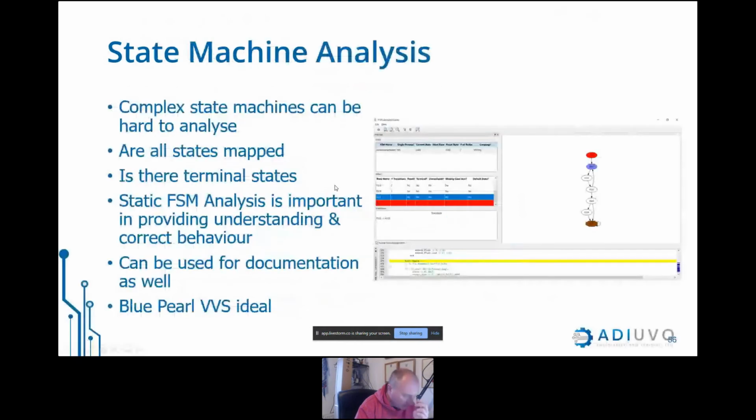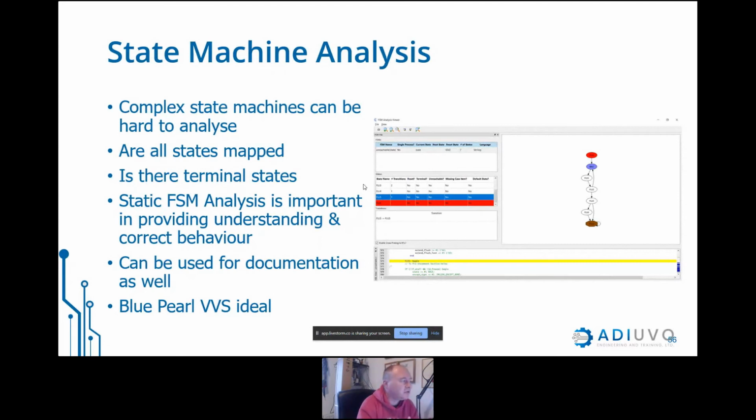I'm going to stop trying to share on that one. So we can create that, and we can have that implemented. We can also do state machine analysis in Blue Pearl. For example, I recently did an 80-odd state machine for a large demo, and being able to visualize it and check that I got it right was quite good.